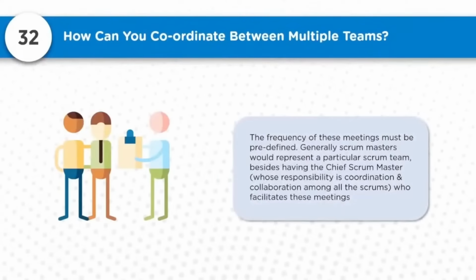The frequency of these meetings must be predefined, well articulated, well defined. Generally, the Scrum Master would represent the particular Scrum team. On behalf of that Scrum team, they would go and represent in the meeting. Besides that, there is a Chief Scrum Master, who is responsible for coordination and collaboration among all Scrums and who facilitates these meetings.